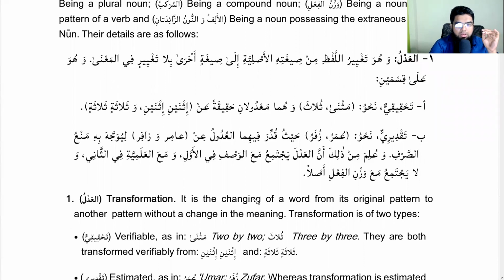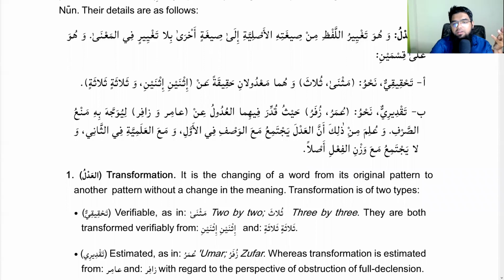So these words, ma'adul, they are changed. Matna, matna, or thulath, thulath. That means matna itself means 2 by 2. Ithnain became matna. Matna literally means ithnain, 2 by 2. I mean, marry 2, 2 or 3, 3. That's fine, 2 by 2 or 3 by 3, or 4. Or there's taqdiriyun, estimated. That means what is there in the language, that's how it is.